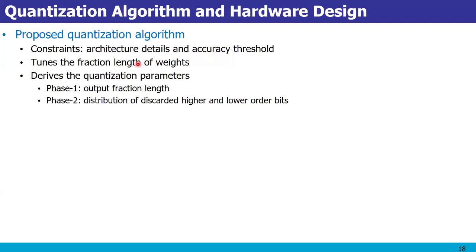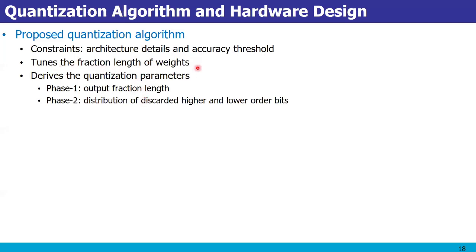So that will be application dependent constraints. Now we chose the fraction length of weights as the tunable independent variable because we have those equations in the paper. So you can derive all the other variables, like the output fraction length or the number of higher or lower order bits to discard in quantization phase 2. All of this can be derived using this weight fraction length as an independent variable. So if you tune this, you basically end up with these values automatically.